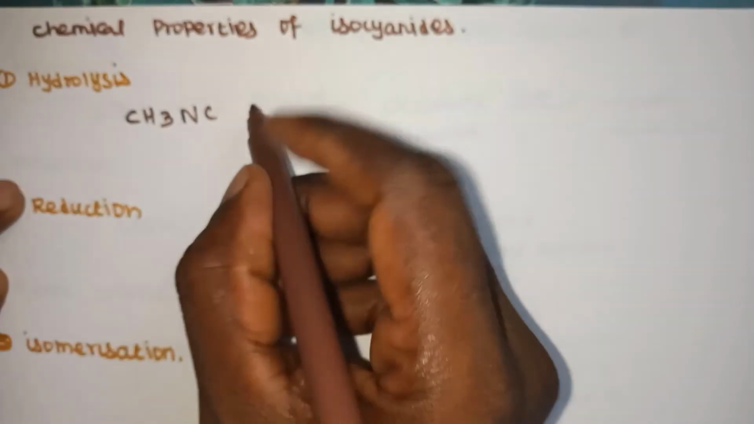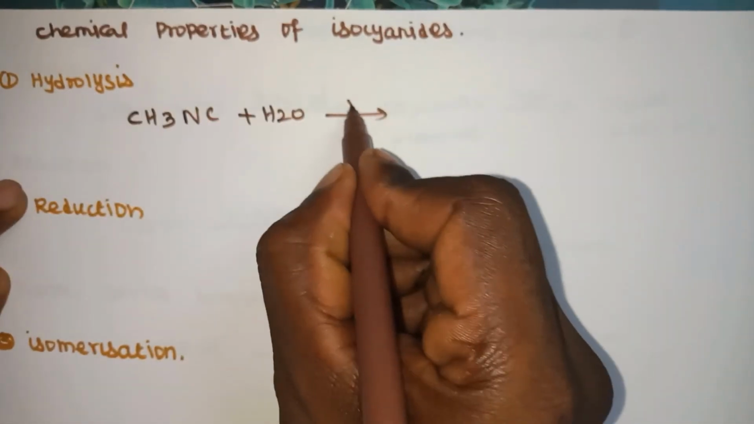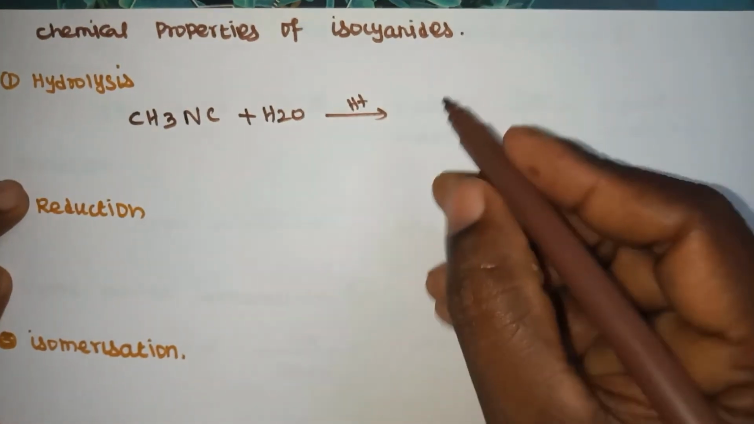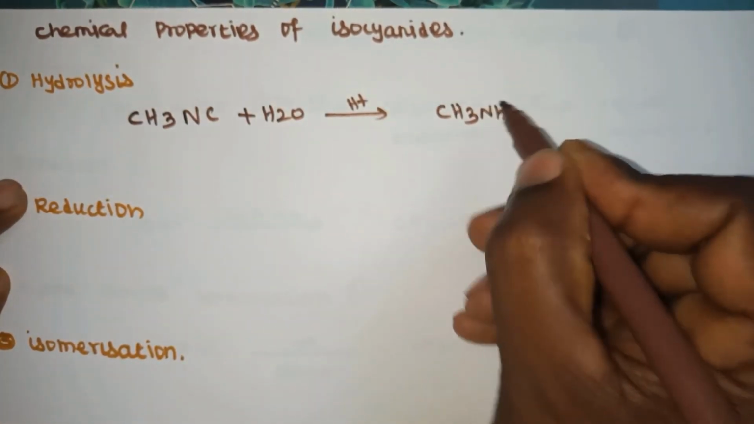Isocyanides do not undergo base hydrolysis, only acid hydrolysis. When hydrolysis is carried out in mineral acid, it forms a primary amine. Example, CH3NC, methyl isocyanide, undergoes hydrolysis with water in the presence of acid to form a primary amine, CH3NH2. This is methyl amine.